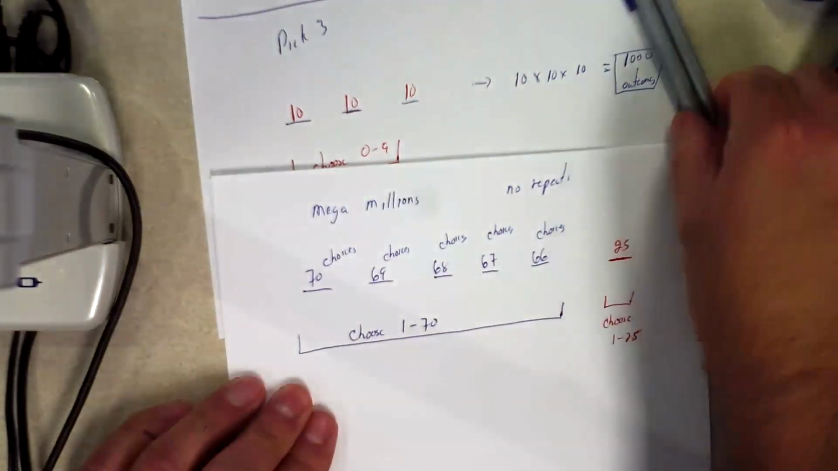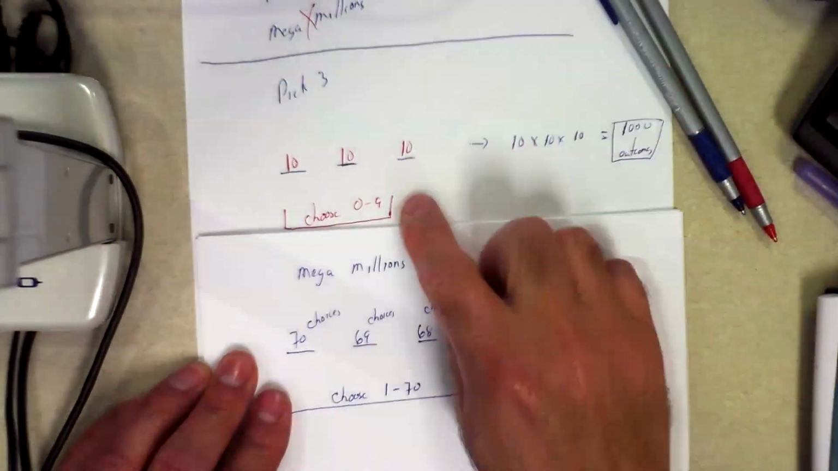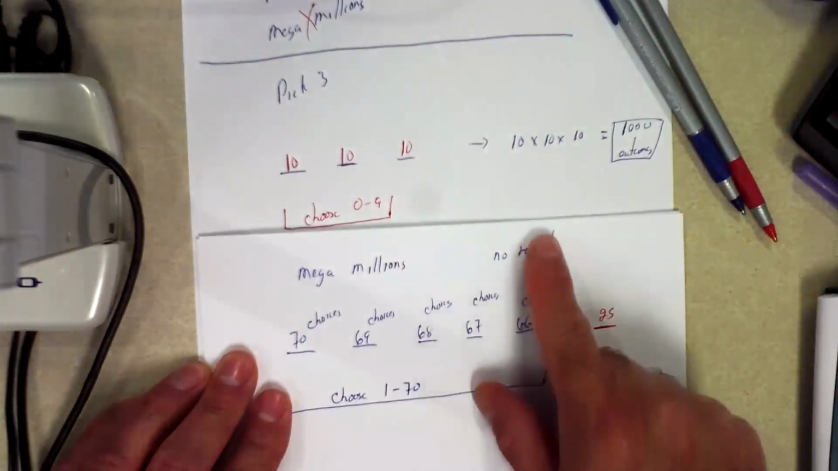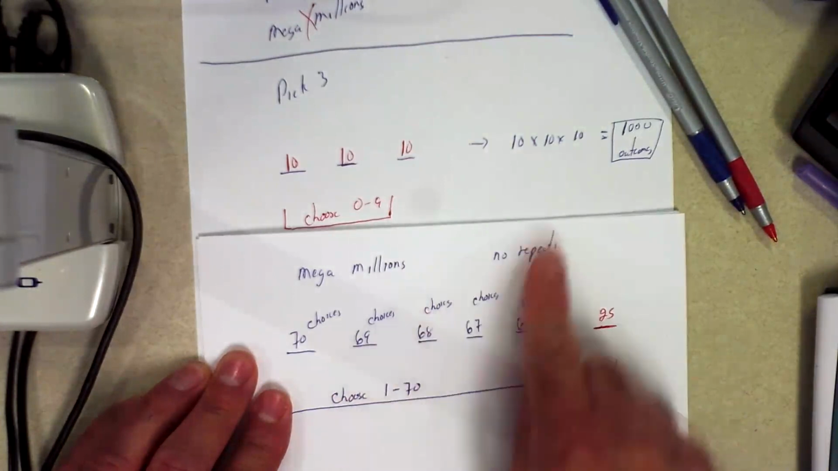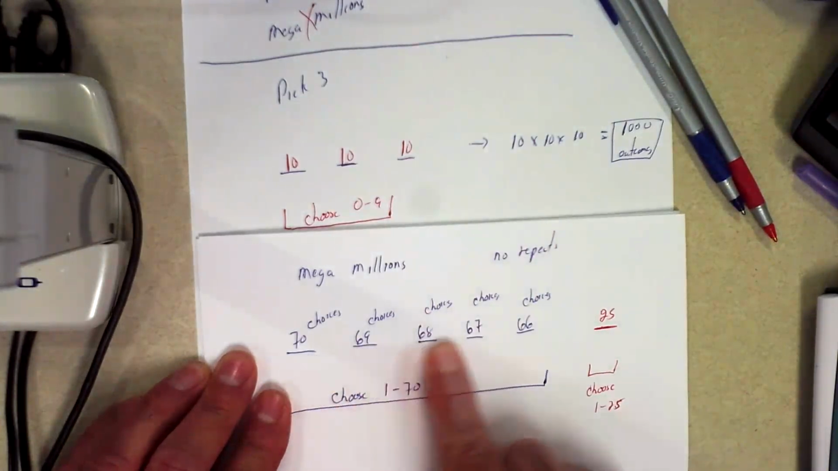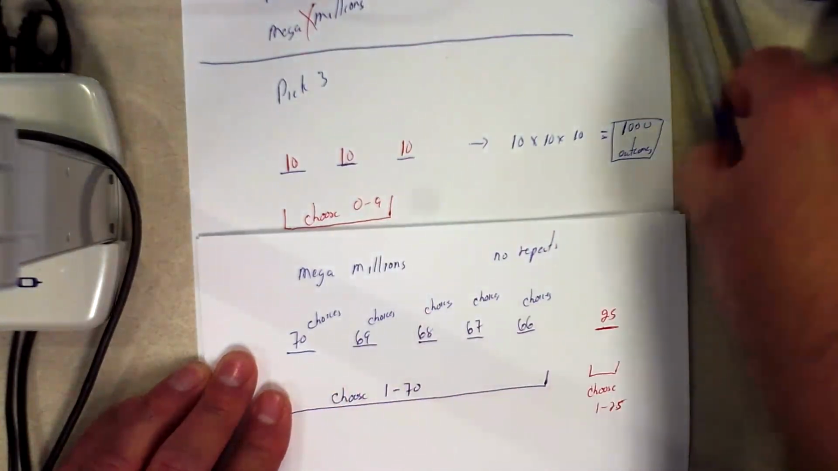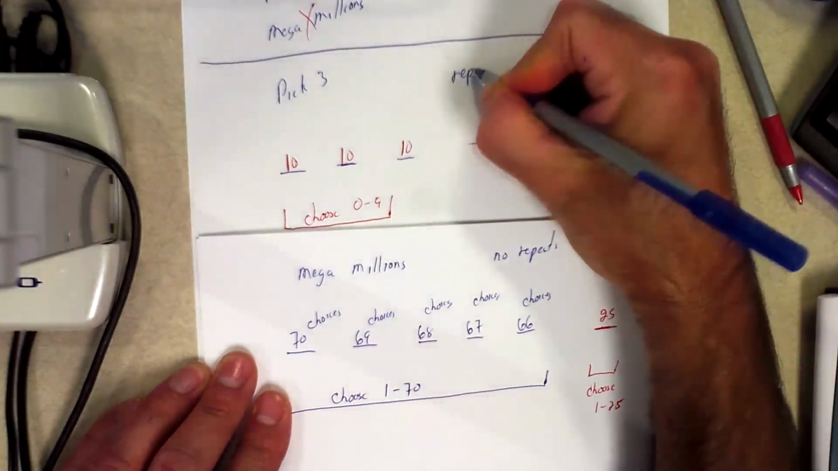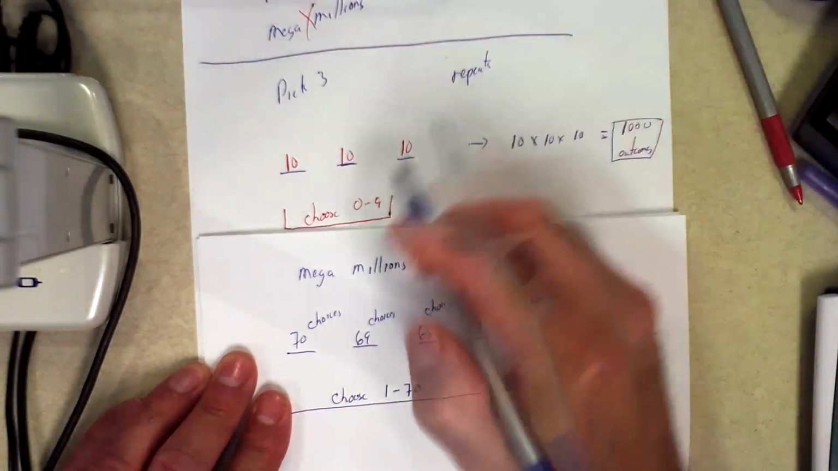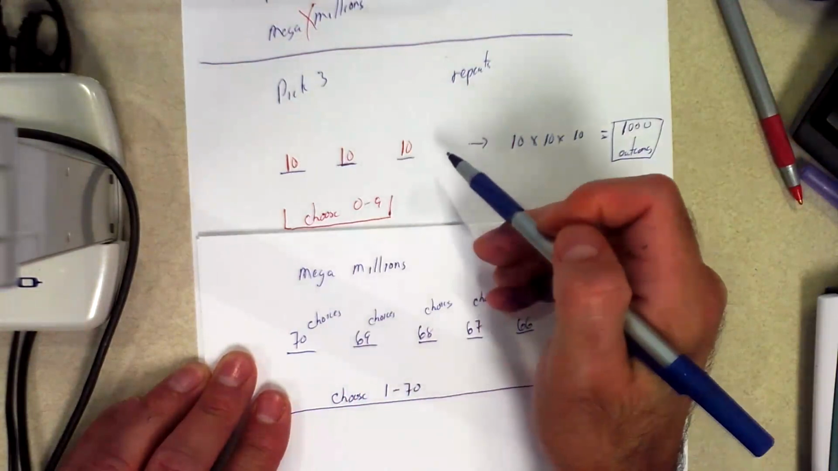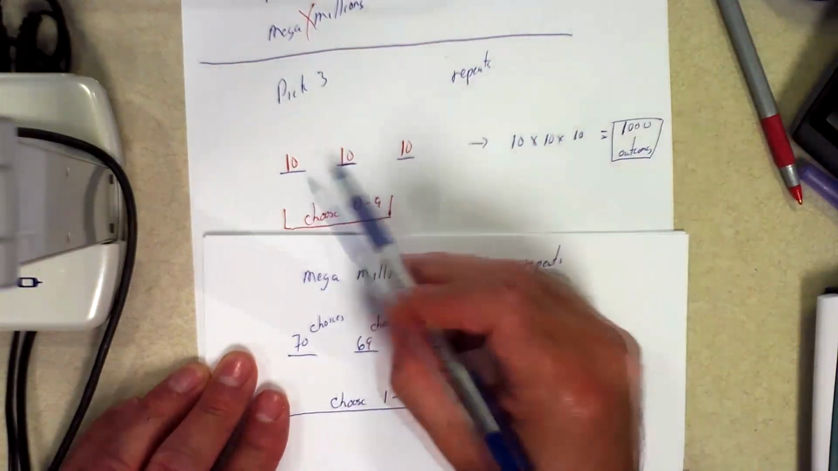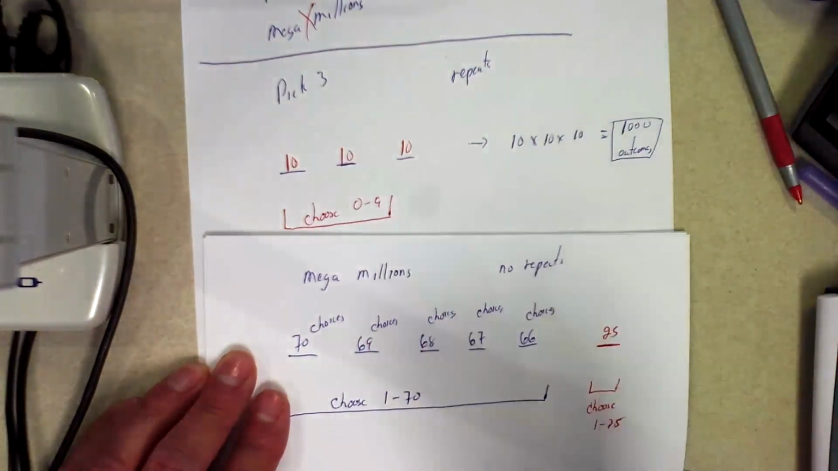So notice, if you compare the Pick 3 and the Mega Millions, in this one you cannot have any repeats. That's why these numbers are decreasing. But in this one you can have repeats. So that's why these numbers are the same, because you can use the same ball. You can pick 777.